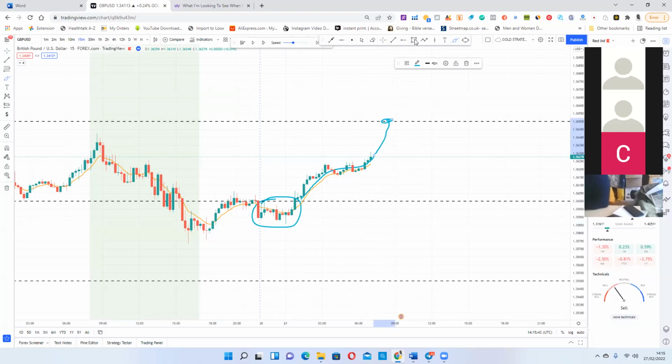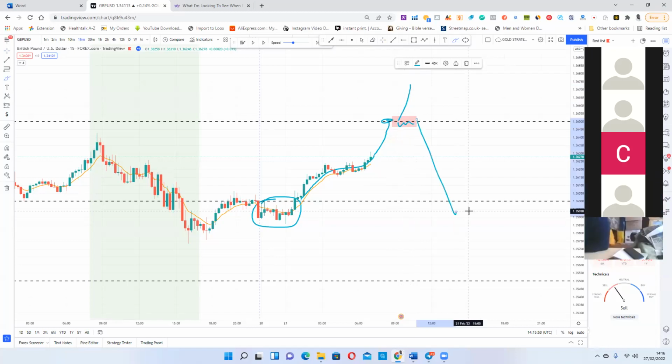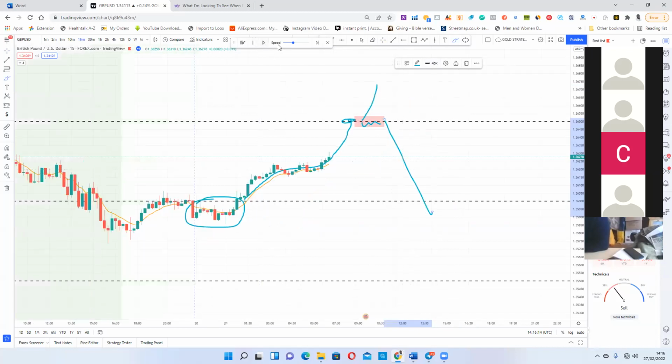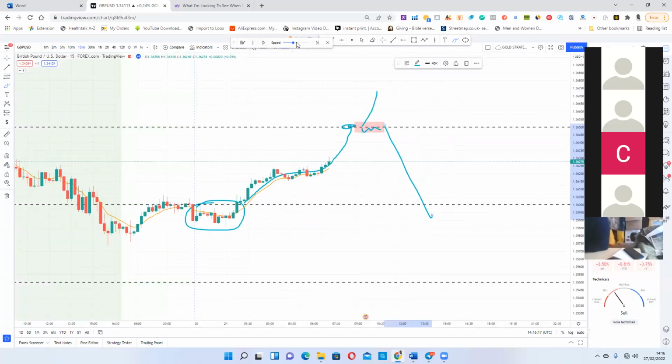Personally, I would have waited here on price action to see what would happen, if price was going to break above and move up, or if price was going to consolidate and drop. I'm looking at that, based on my strategy. But let me play this so that you can see what happened on Monday. Yes, price started moving. Let me increase the speed. Price is moving.